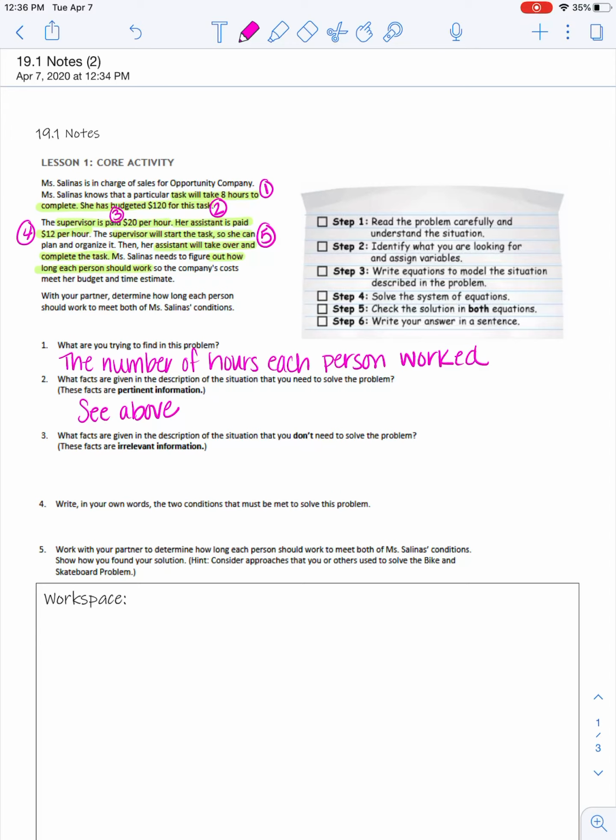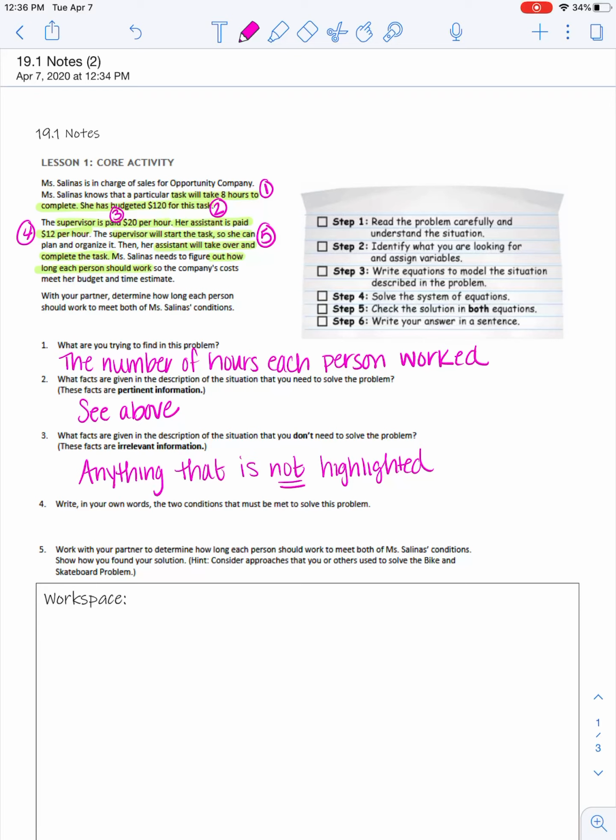Number 3, what facts are given in the description that you don't need to solve the problem? So any kind of fluff, anything that's not highlighted. Mrs. Salinas' name, the name of the company, things like that that just don't give us any information as to how to solve. Anything that is not highlighted.